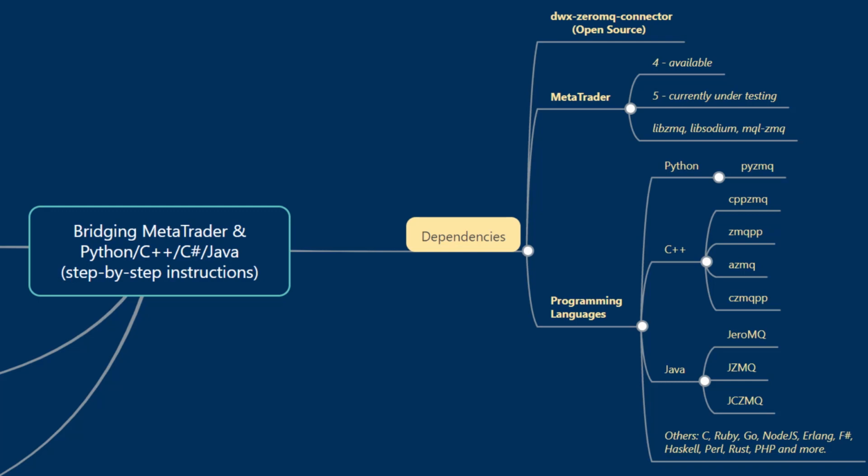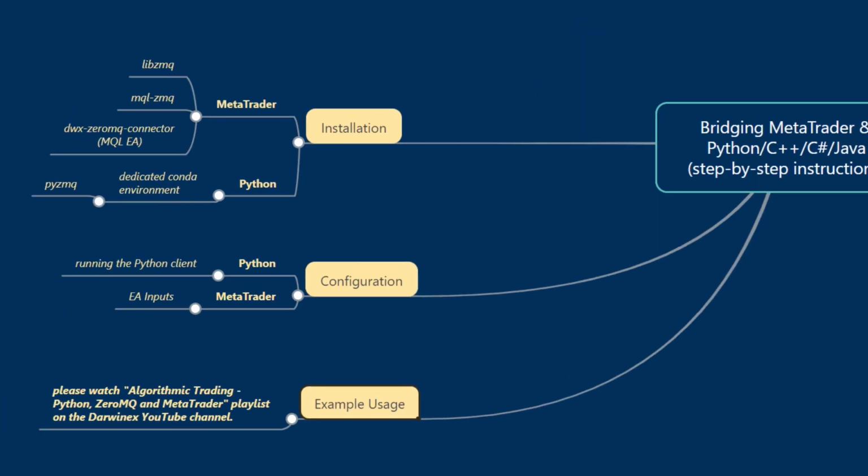In this series of video tutorials, we'll be going through detailed step-by-step instructions on how to bridge MetaTrader and external programming languages such as Python, C++, C#, and Java. We've divided the tutorials into four main sections, and these include dependencies, video tutorials on installation, configuration, and example usage of all components that are required for this implementation.